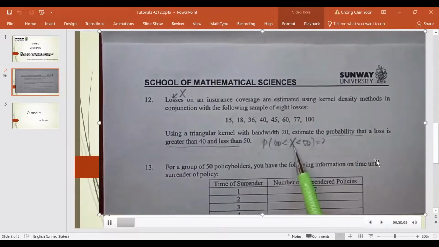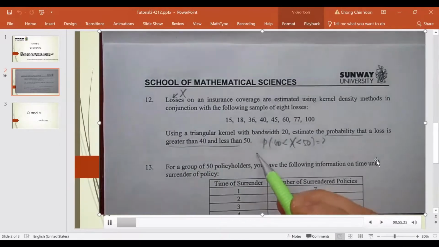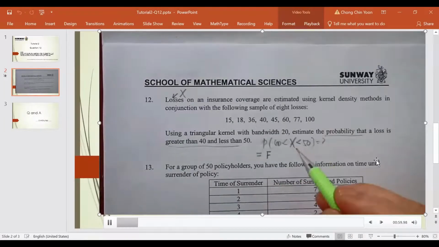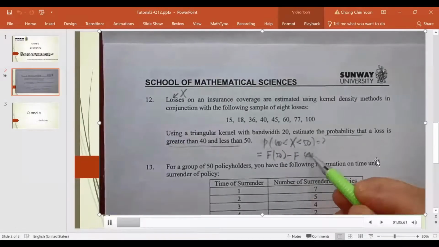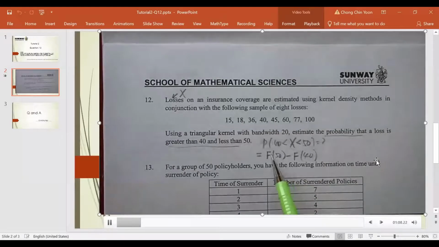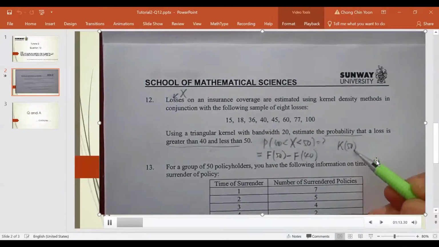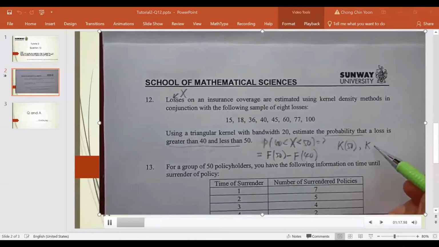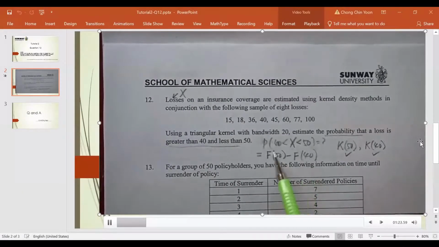Since this loss X is a continuous triangular kernel distribution, this is equal to the kernel smoothed distribution at 50 minus the kernel smoothed distribution at 40. So at first we try to find the kernel distribution at 50, and next we have to find the kernel distribution at 40. When we have these two results, the problem is solved.